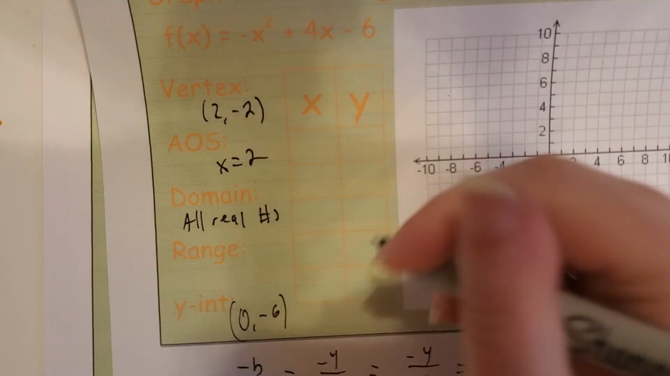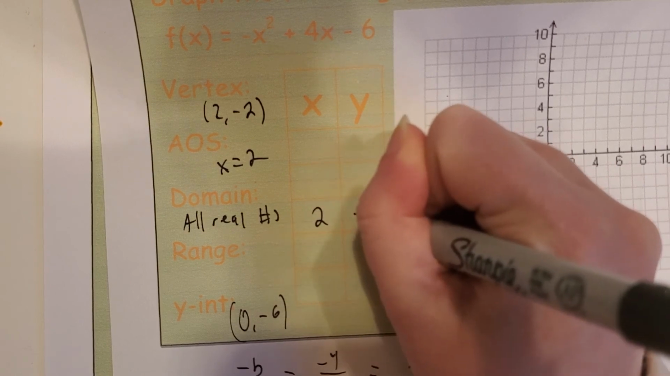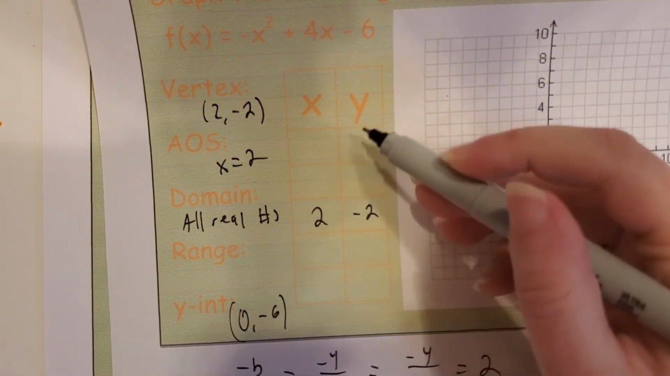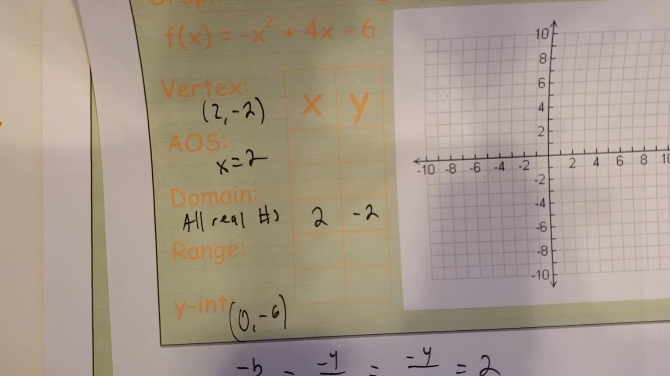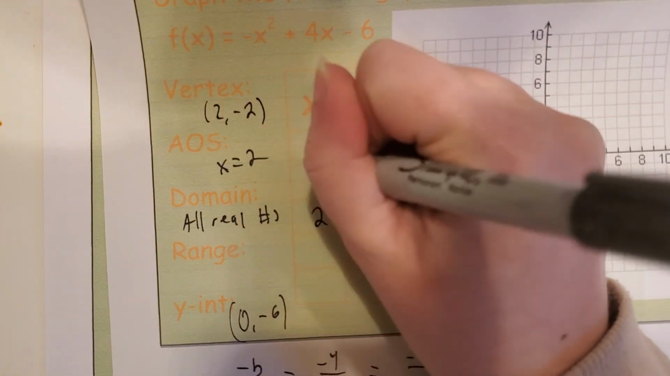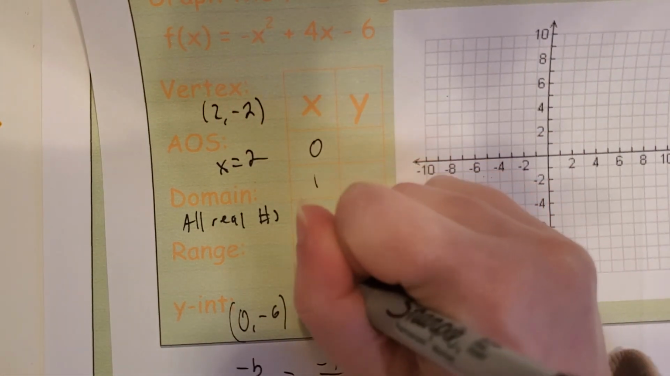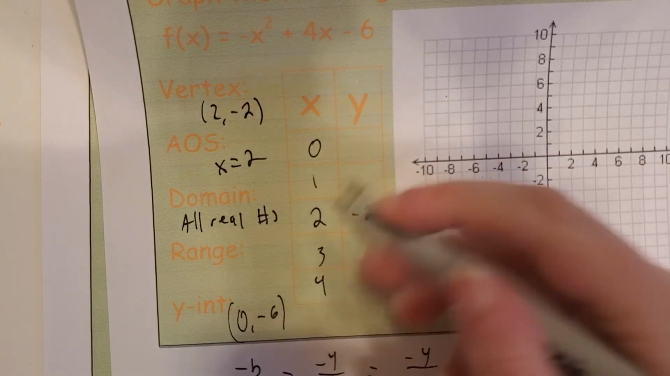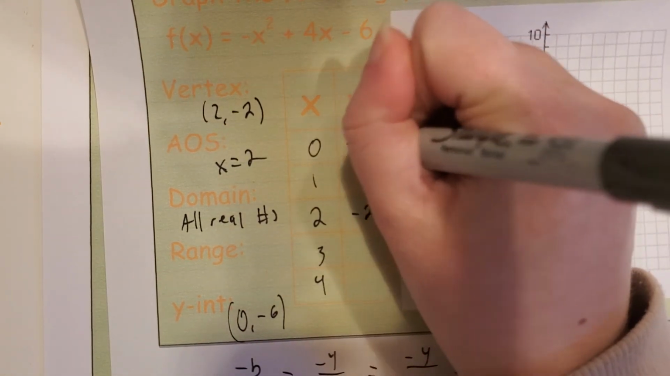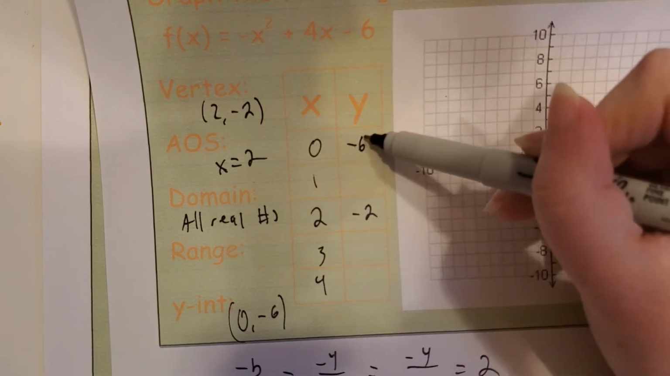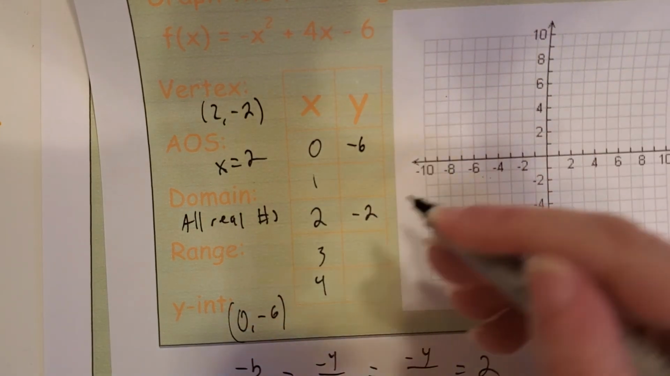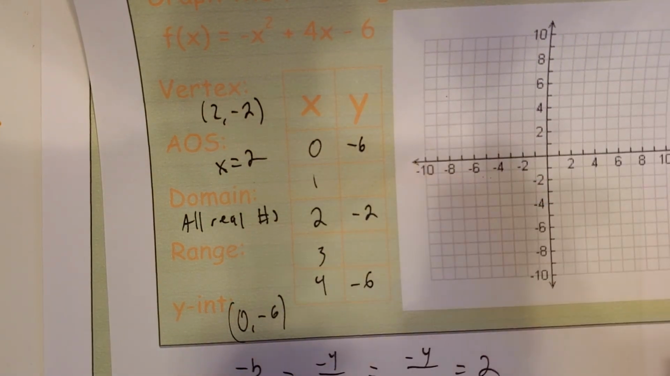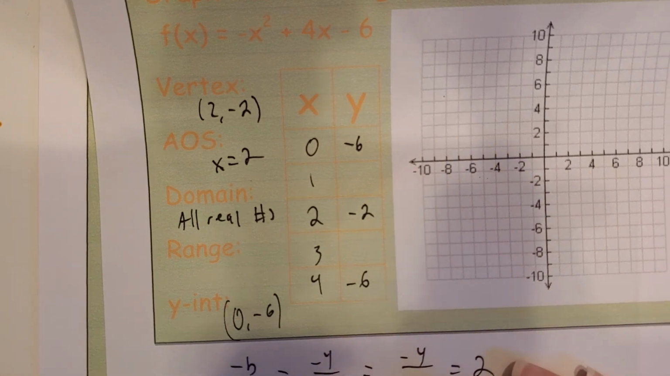In regards to our table, we're going to put the vertex in the middle and count up and down. So we have 2, 1, 0, and 2, 3, 4. 0 we already have because that's our y-intercept, so this is going to be -6. It's symmetric, so 4 all the way down at the bottom should also be -6. Again, you can double check all this by plugging it into your calculator.